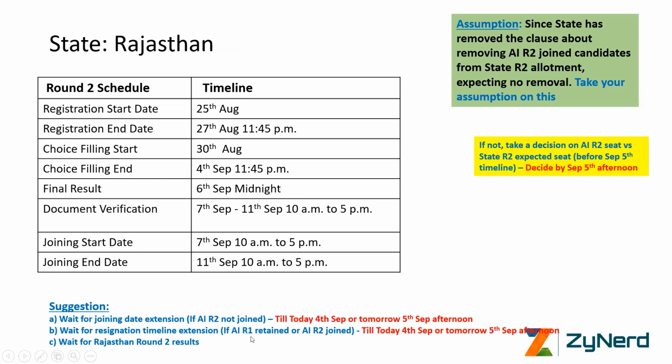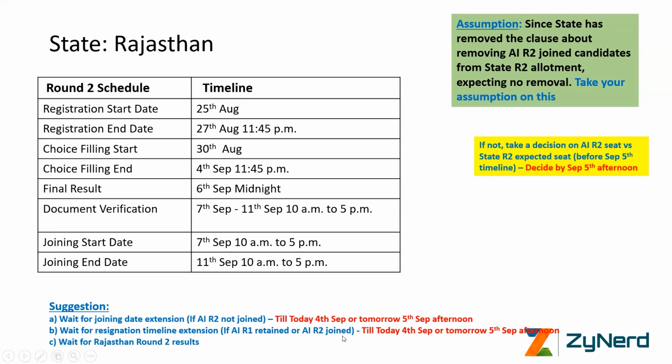Then the resignation timeline extension becomes important. You'll have to look at whether the resignation timeline is extended. As of now, nothing is notified, but till 5th we understand that the module will be open and we will be able to resign. If that is extended, even if joining is not extended, you can join the seat. Or if you're an already AR1 retained or a joint candidate, you can resign the seat 2 days later, after the results, right? But this needs to be extended beyond the 6th, not just on the 6th, but beyond the 6th.